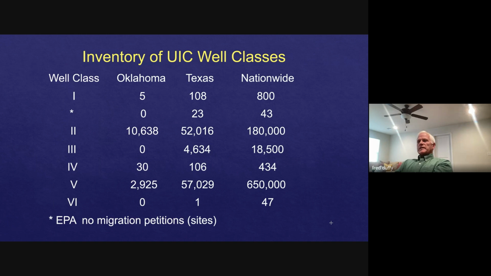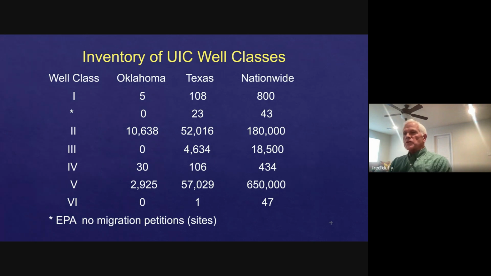These are not wells, but sites that have injection wells that dispose of hazardous waste. Obviously, Oklahoma has none. They don't have any class 1 injection wells that dispose of hazardous waste. Texas has 23 sites. Now, those are sites, not wells, like the DuPont facility in Victoria, Texas. That one site had, at one time, 10 hazardous wells. And Texas has about 50% of the nationwide sites, being 43.